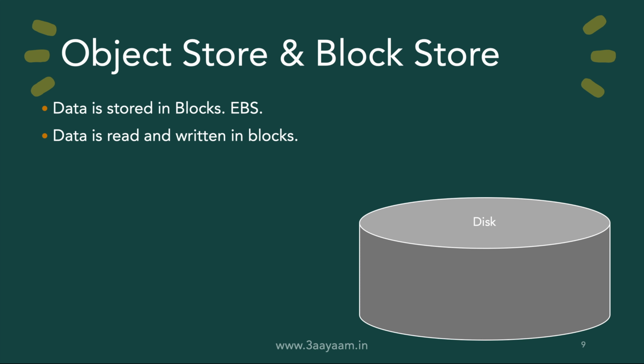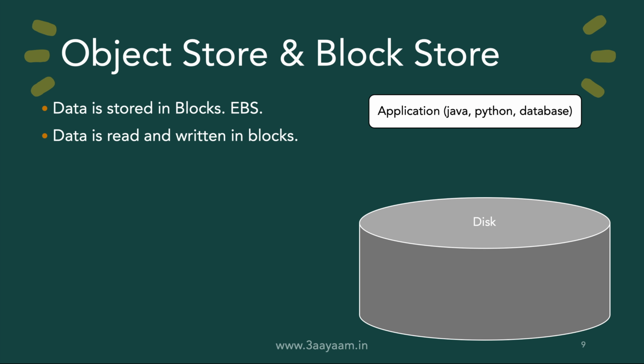But typically what happens is that, let's say we have this disk and we have an application. Now this application can be anything. It can be a Java application, Python application, database application, etc. So when they write, they write in blocks. So it's not record by record. A single block can contain multiple records. Let's say a single block size is 4 KB and a single record is 1 KB, then a single block would contain 4 records. And first it is written in RAM and then it is stored in disk as a single block.